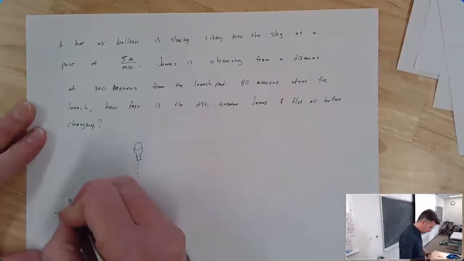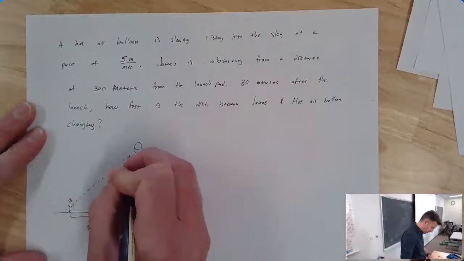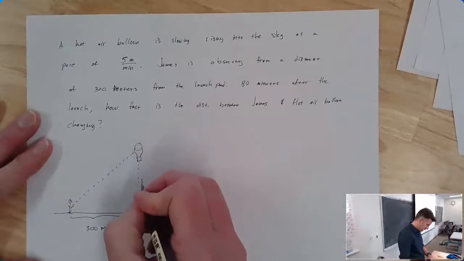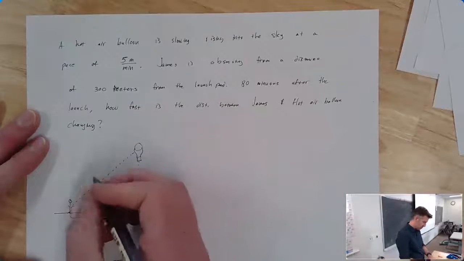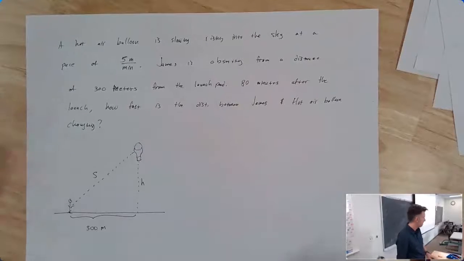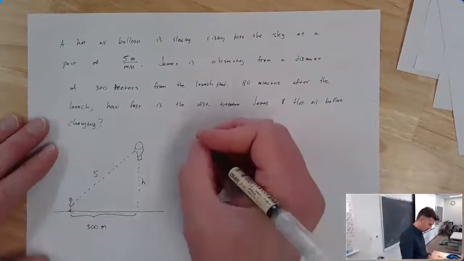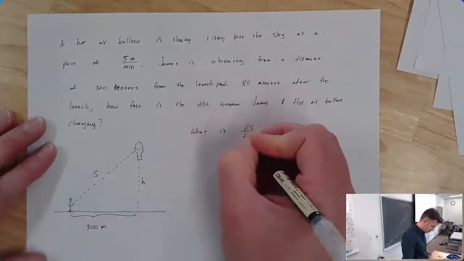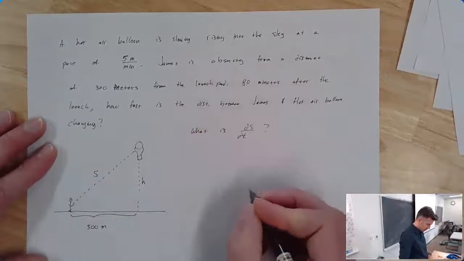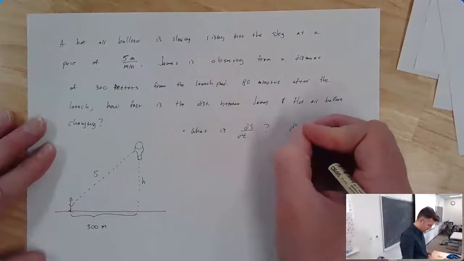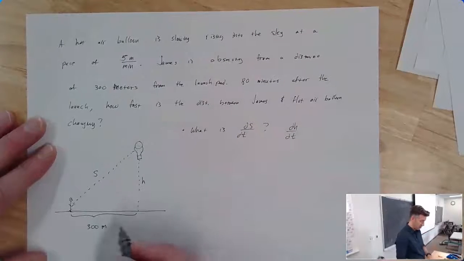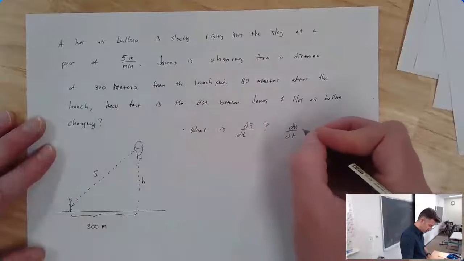And then what we want to know is how fast the distance from myself to the balloon is changing. So I'm going to label the height of the balloon with h and the distance from myself to the balloon with my usual choice, s, for diagonal distance. I don't know why, it just is. And so I want to know what is ds/dt. And we know that dh/dt, how fast the balloon is rising, the rate of change of the height, is 5 meters per minute.